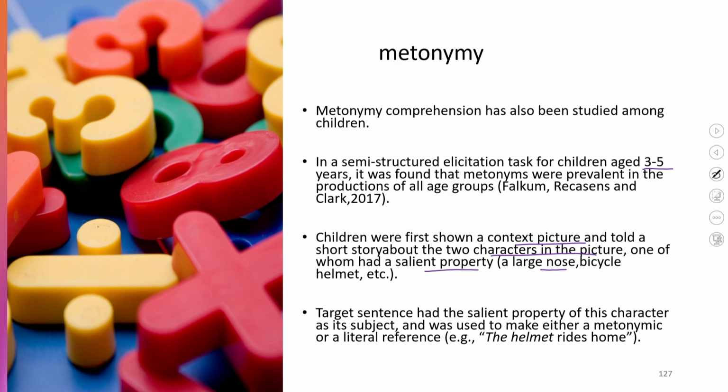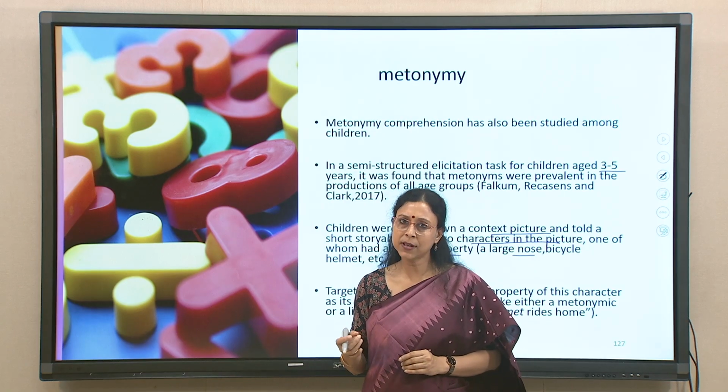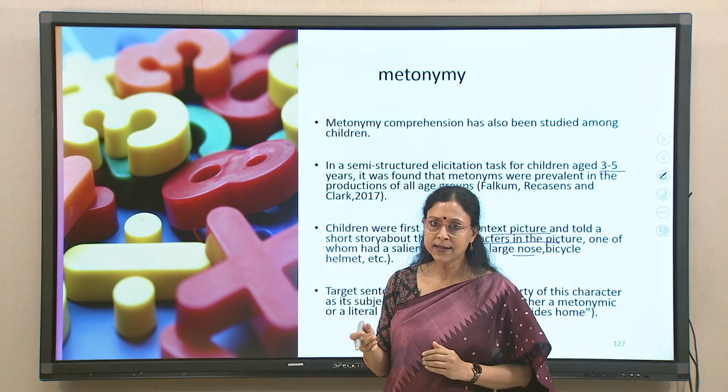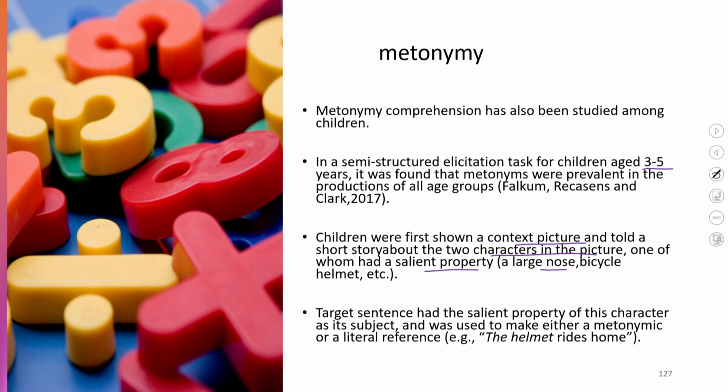First there was the story given where there were two characters and one of them had a salient feature. Typically in children's stories we have something that stands out, salient as in important. So, one character might have a large nose, another character might be having a bicycle helmet and so on. In the target sentence, the salient property of this character was used as a subject.